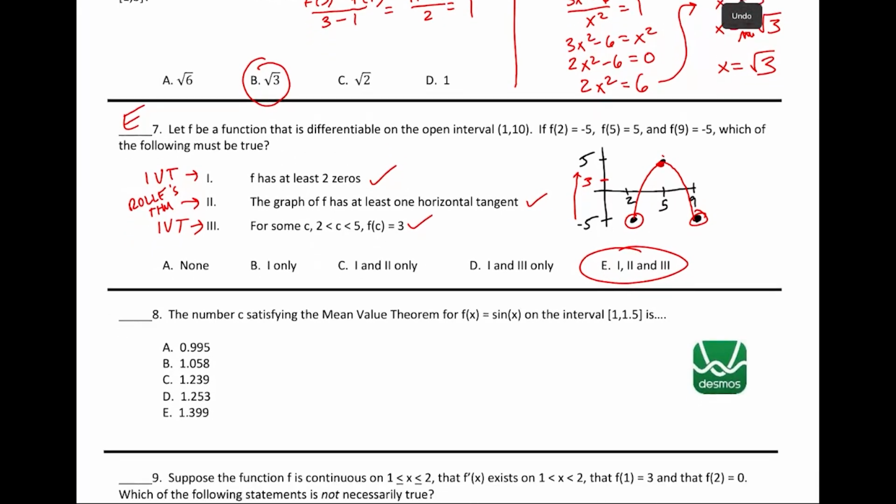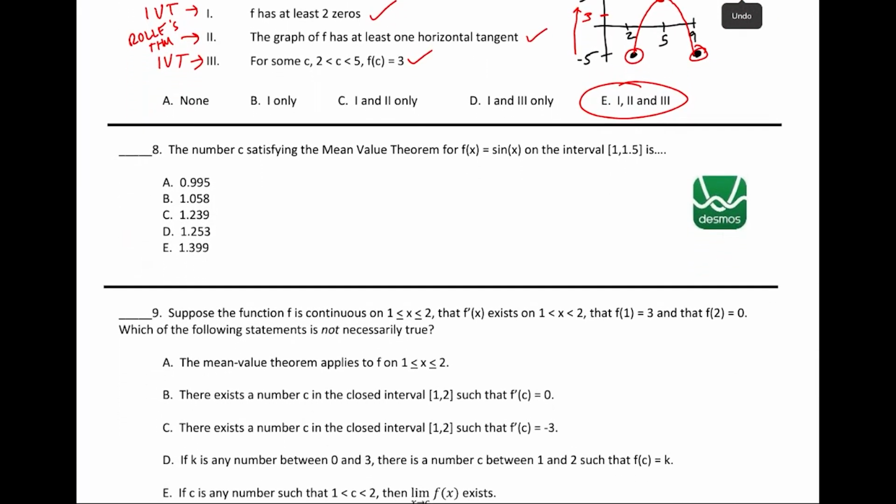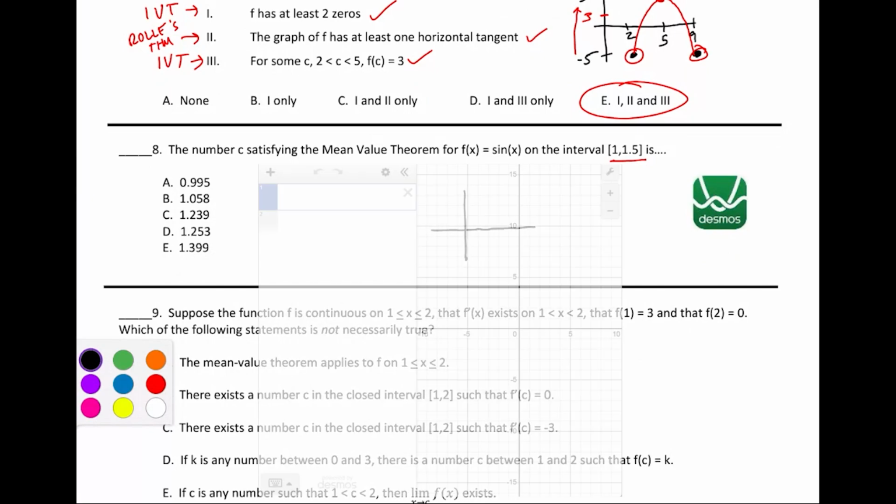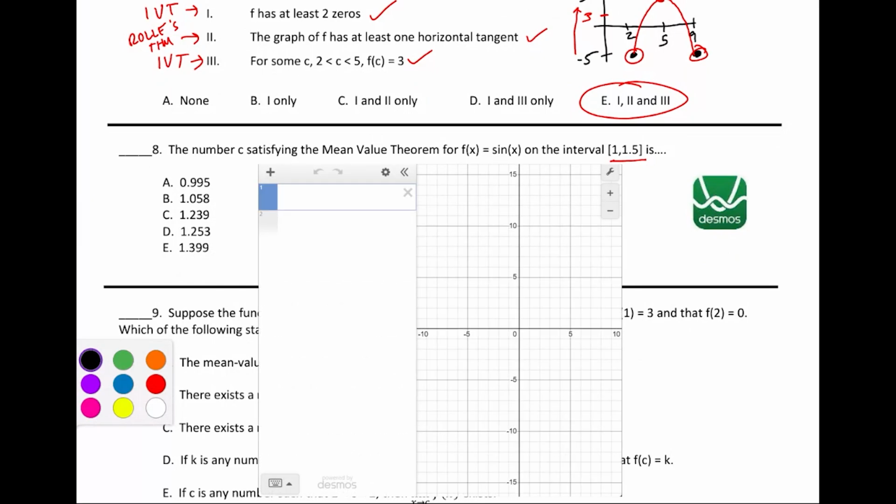Okay. Number 8 says the number c satisfying the mean value theorem for f of x equals sine x on the interval 1 to 1.5 is what? So again, we've got this function, and we'll use Desmos. Let's just go ahead and pull this up. So we've got this function f of x equals sine x. I'm going to go ahead and type that in.